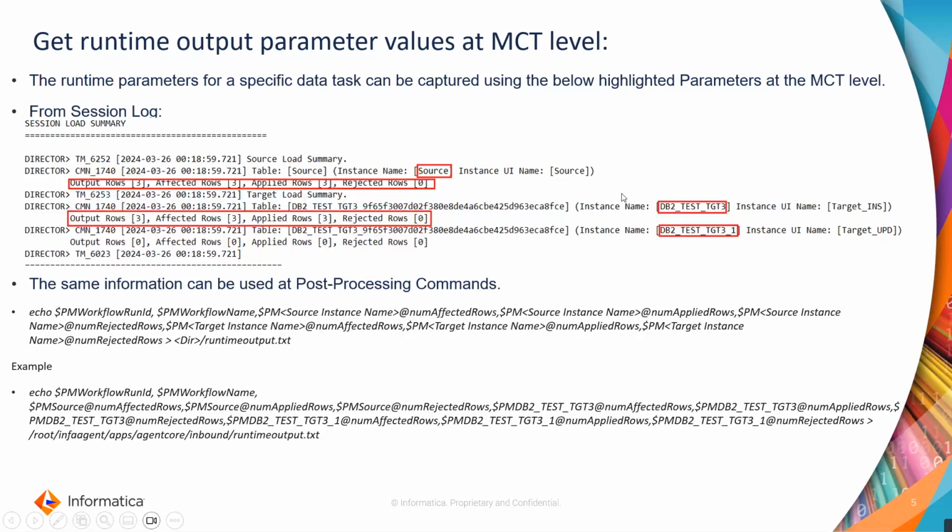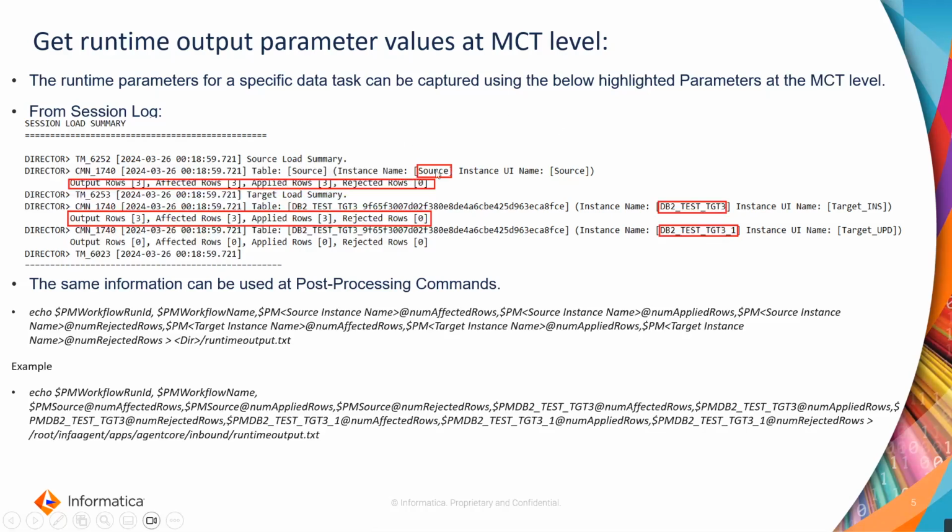In some of the mappings, there might be multiple target instances. You can see here, let's say we have insert and we have update. The target instance name for insert is underscore tgt3 and for update it is underscore tgt underscore 3 underscore 1. So there are different instance names for different operations we do in a mapping.